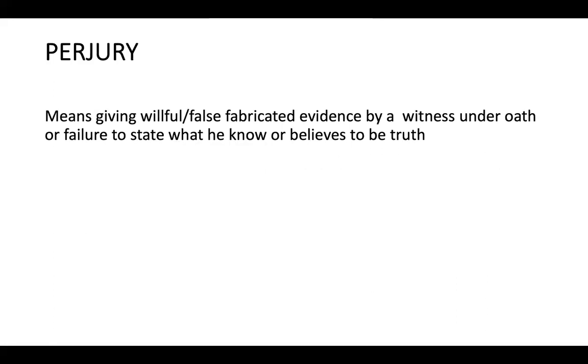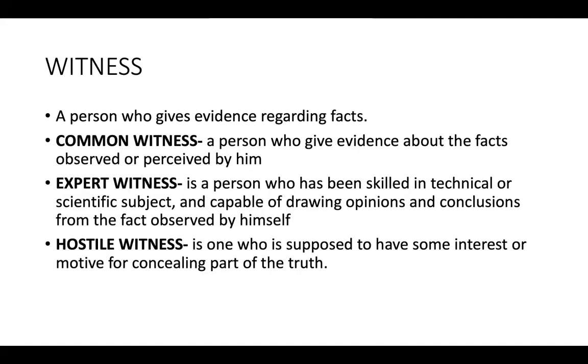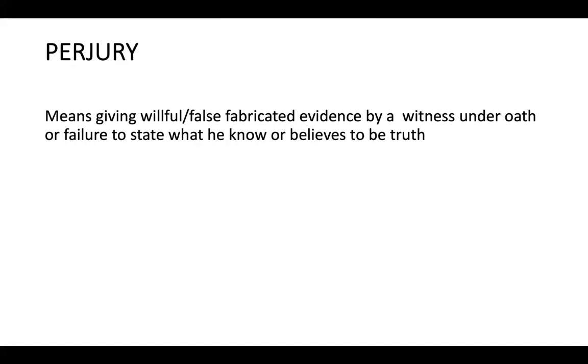So perjury. Perjury means giving willful, false, fabricated evidence by a witness under oath, or failure to state what he knows to believe to be truth. So giving willful, false, fabricated evidence is called perjury. Perjury and hostile witness should be differentiated. A hostile witness is one who is supposed to have some interest or motive for concealing part of the truth, and perjury means giving false, fabricated evidence.